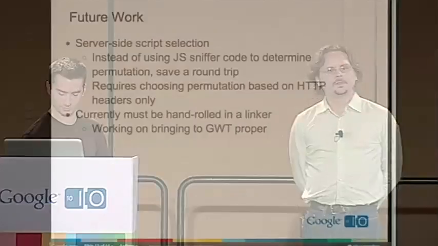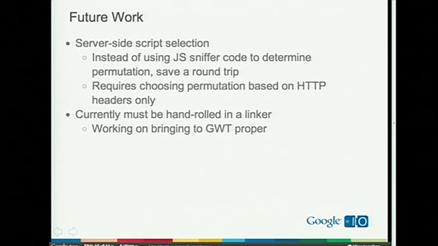So earlier, Adam mentioned this optimization of the startup process, reducing HTTP requests by doing script selection on the server. This is one thing that was built by another team within Google, but it's used by Wave in a number of products. And we're going to be open sourcing this as soon as time permits, so you won't have to roll your own custom linker to do this yourself. And we'll bring that into GWT proper so you can all take advantage of it.